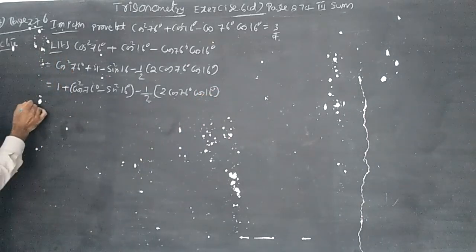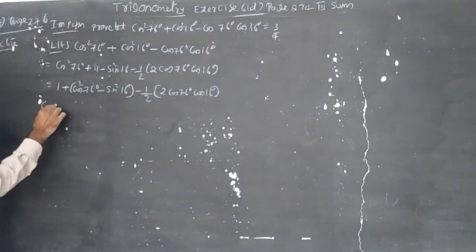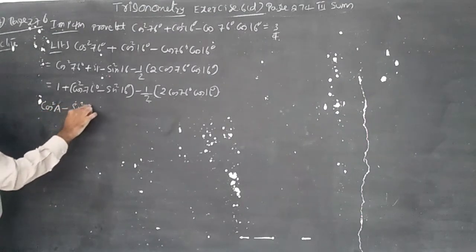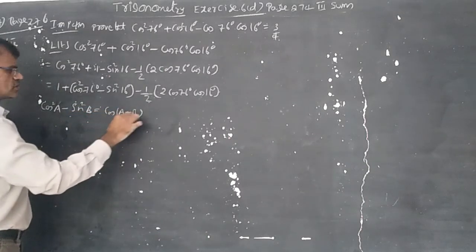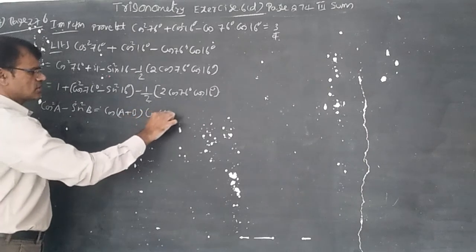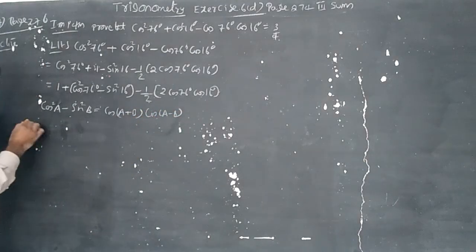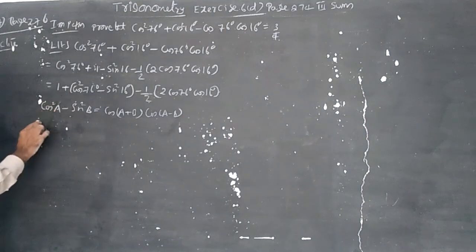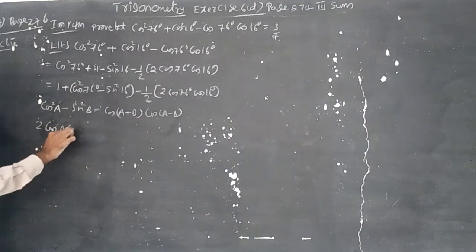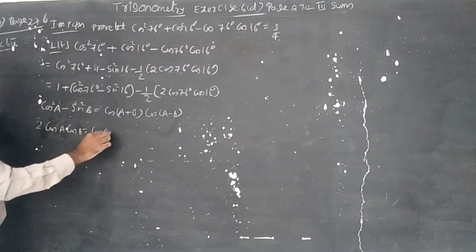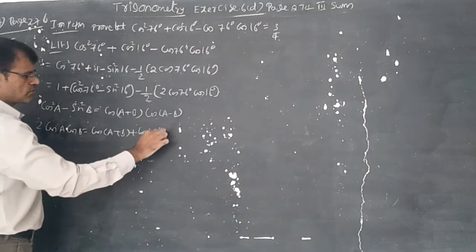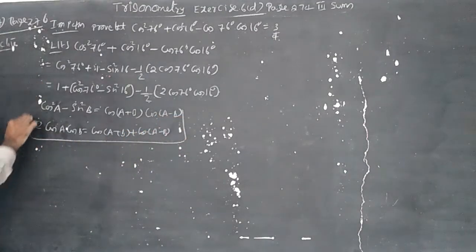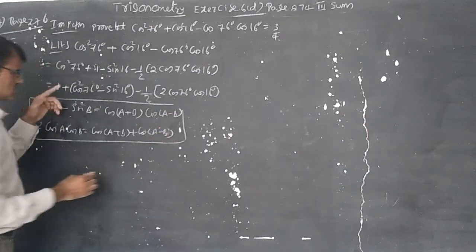Let us remember two formulae necessary for this concept. Formula 1: cos square A minus sin square B equals cos (A plus B) into cos (A minus B). Next, 2 cos A cos B, which we discussed today itself, equals cos of (A plus B) plus cos of (A minus B). These two formulae are necessary to solve this sum.